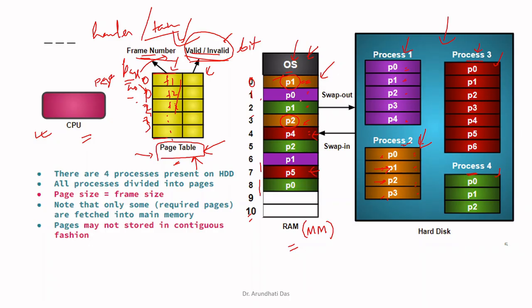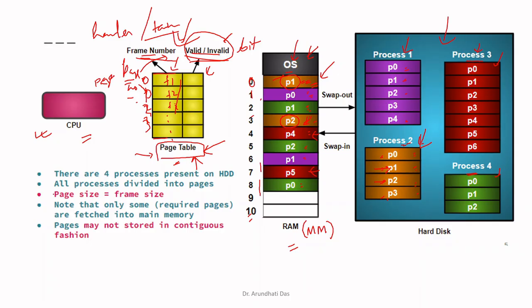So why is it like that? Because maybe these particular pages were already requested by the CPU to execute that process. And because it happens in a concurrent manner, some portion of process P2 is done, then some portion of process P1 is done, some portion of process P3 is done, some other portions of process P4 are done. That's why it is like that.